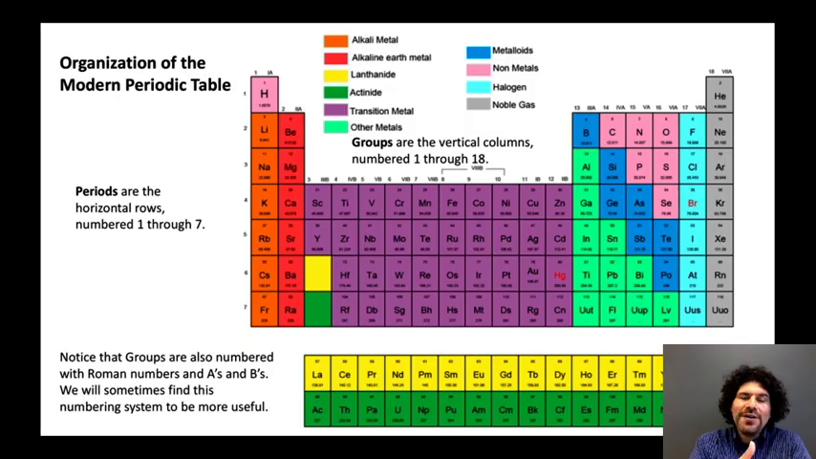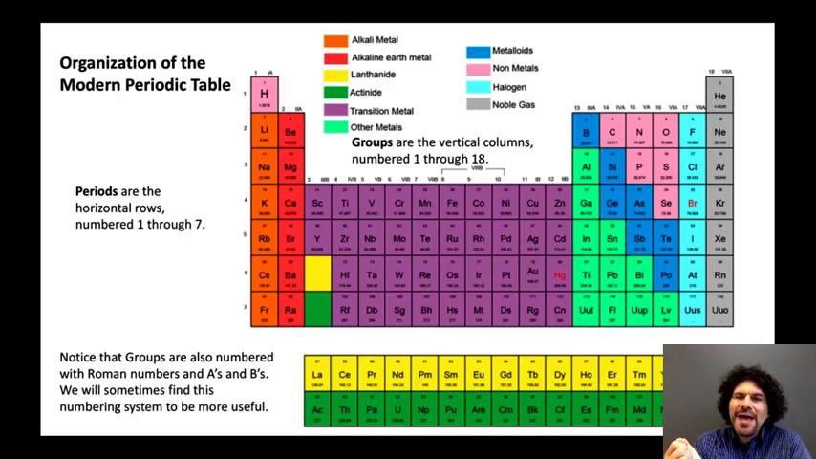So group 1, with the exception of hydrogen, since hydrogen doesn't really have a good place. But the rest of the elements in group 1 are called the alkali metals, in orange. The elements in group 2, in red, are called the alkaline earth metals. Then the elements in the center of the periodic table, in groups 3 through 12, are called the transition metals. They are in purple on this table.